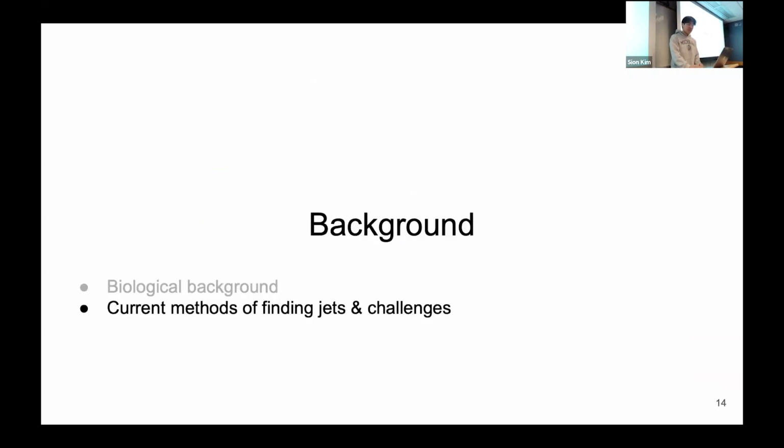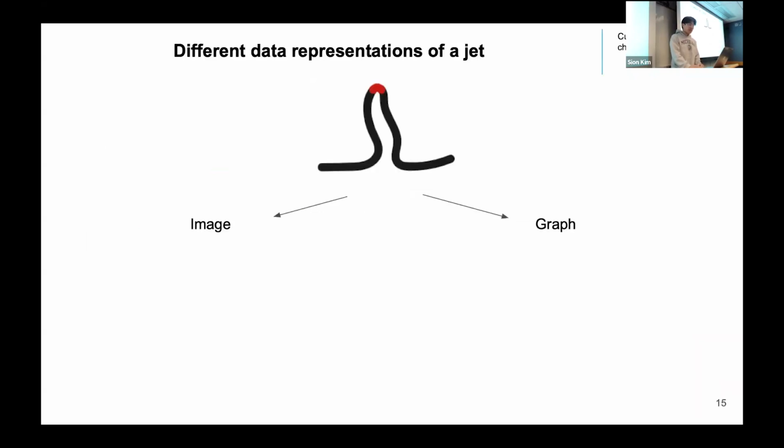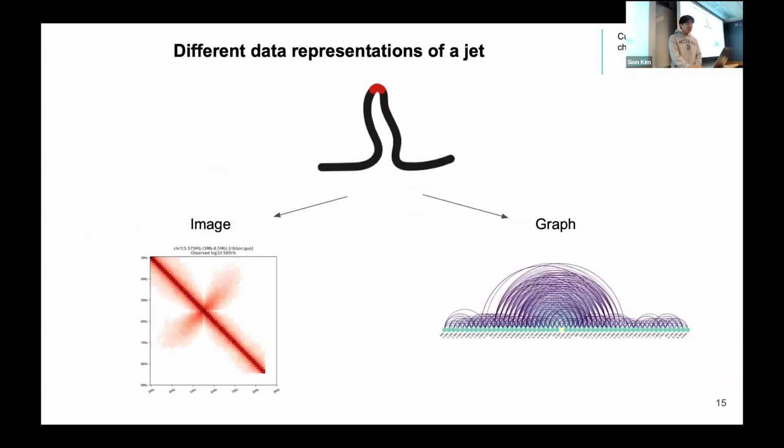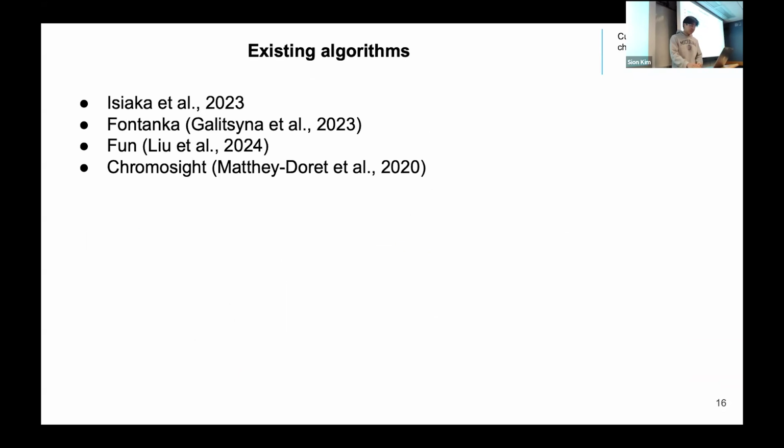So that's a bit of the background. Now I'm going to talk about the current methods and challenges in finding these jets. There are two main ways to view Hi-C data: as an image and as a graph. People have done both, but I'll be focusing on the image. That's what the current and previous methods have done in terms of jet finding.